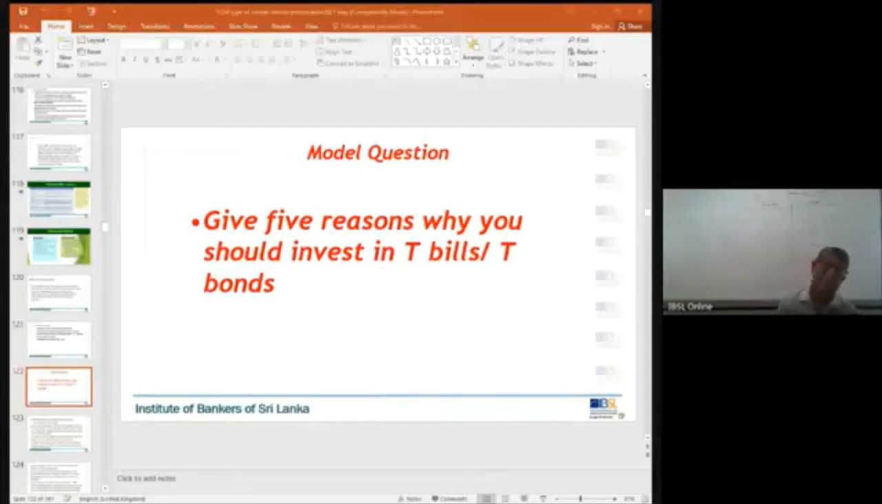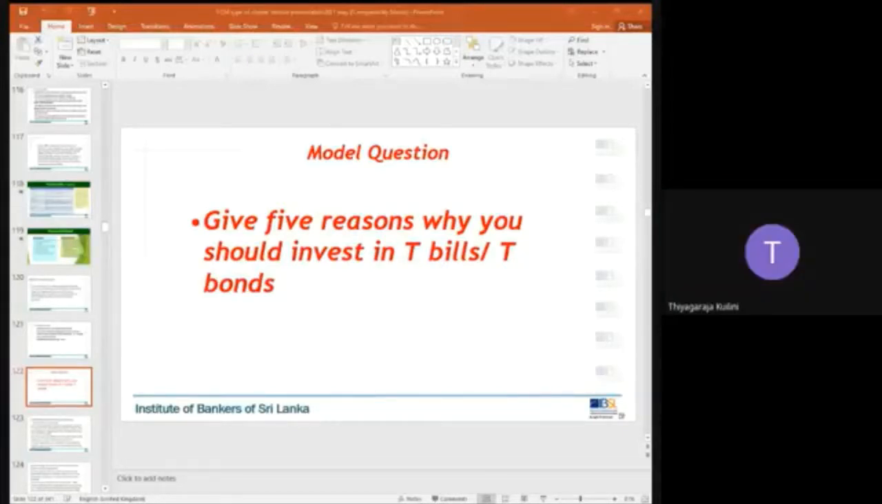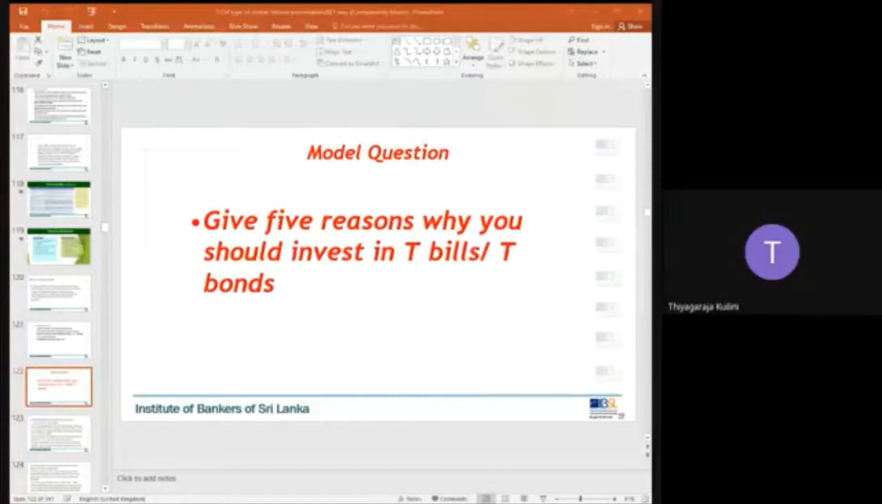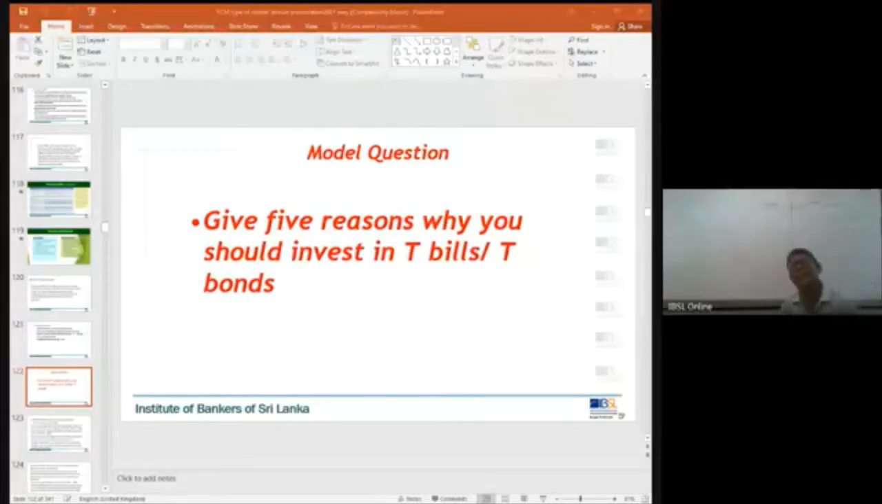Right. Okay. I will ask you another simple question. Can foreigners buy treasury bills and treasury bonds? Foreign banks can buy, if they get a license. How much, do you think? Okay, I leave it at that.